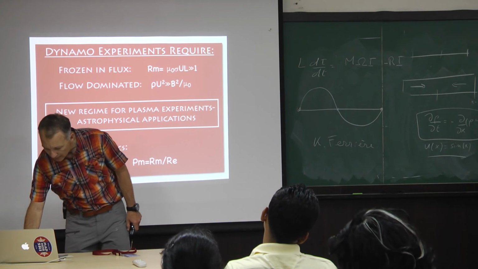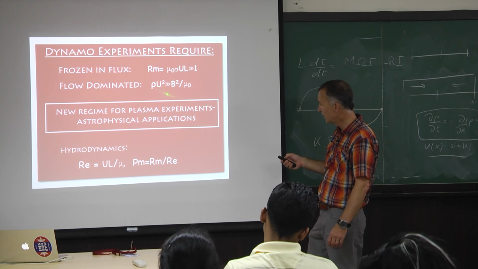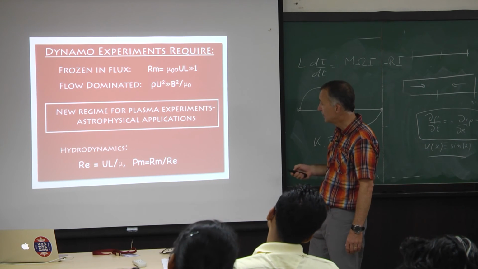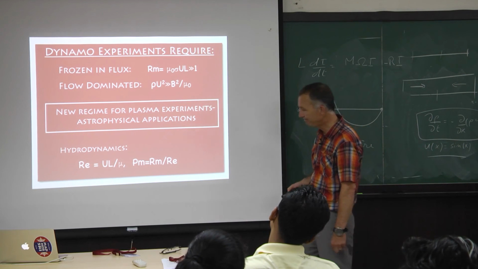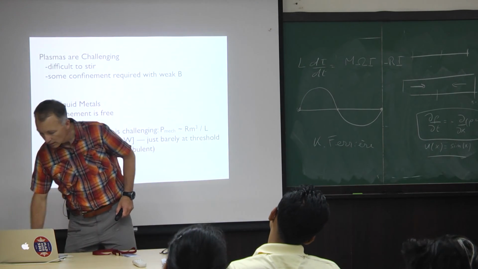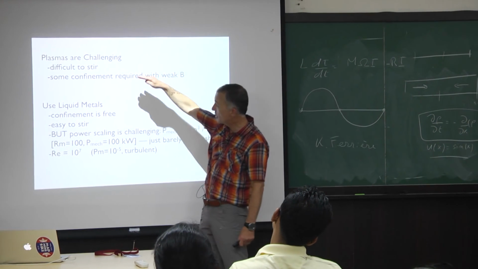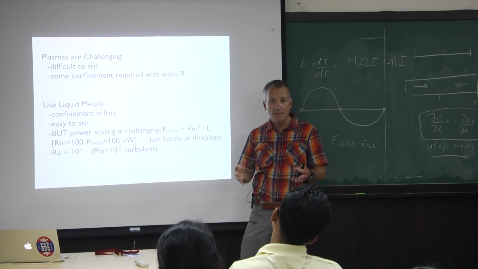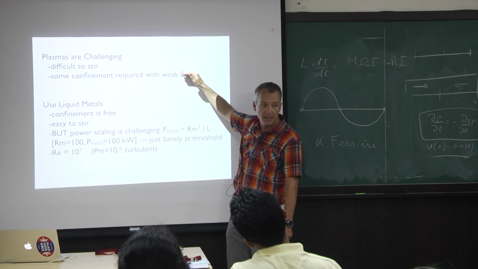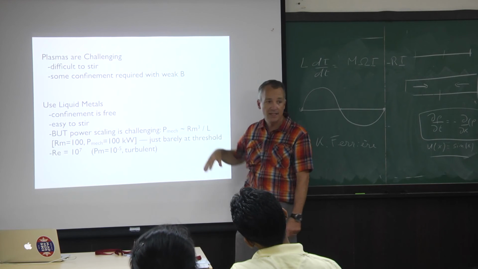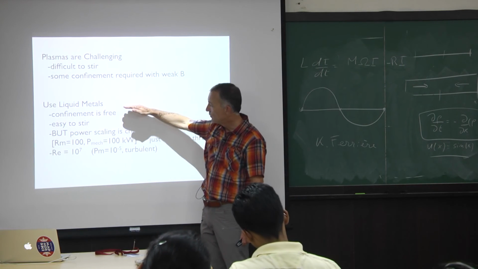Okay, so dynamo experiments, if we're going to do these, they require some magnetic Reynolds number. They need to be flow dominated. This is a new regime for plasma experiments. We'd like to be able to control the fluid Reynolds number. Plasmas are very challenging. They're difficult to stir. And you need some confinement to allow the plasma to become hot, as I mentioned. And normally, this is done with a strong magnetic field. The tokamaks have strong magnetic fields. And for this reason, it didn't seem appropriate to start with plasmas, although I think in the end it's a good idea. We started with liquid metals.